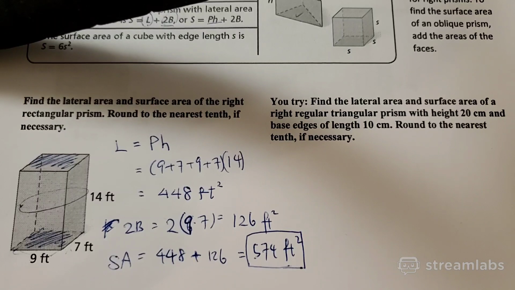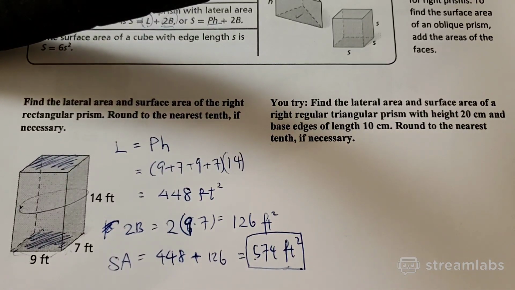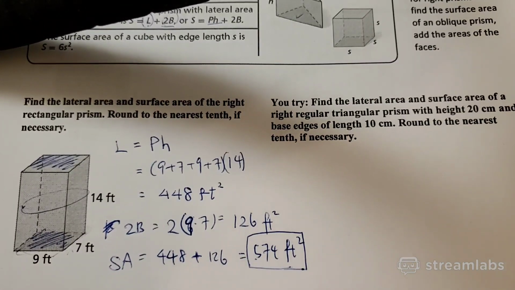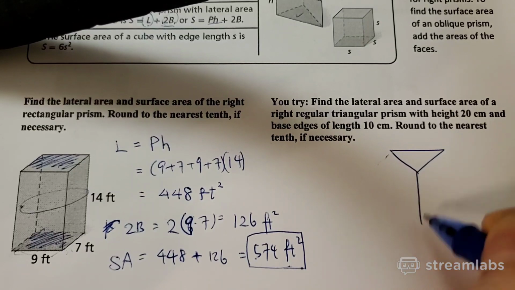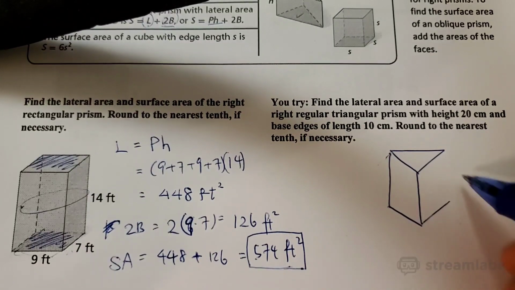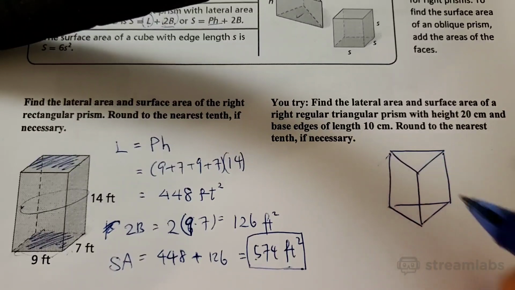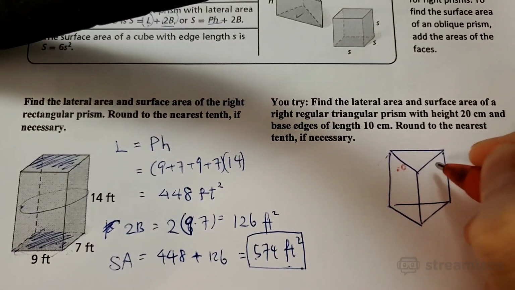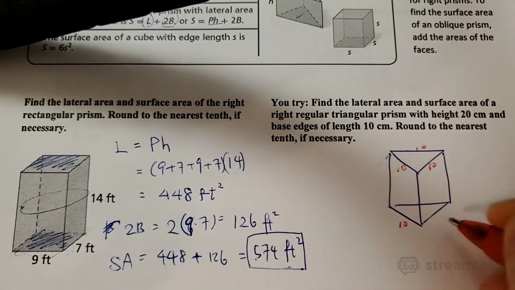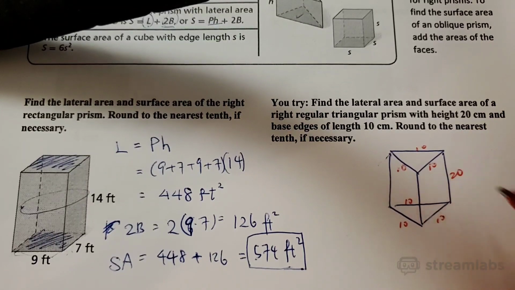686.6 or 7. I agree. Let's go over it real quick. So first of all, this is a regular triangular prism, right? Regular means that this is an equilateral triangle, right? So all these edges are 10, right? So you get 10 here, 10, 10, 10, 10, right? And then the height is 20.